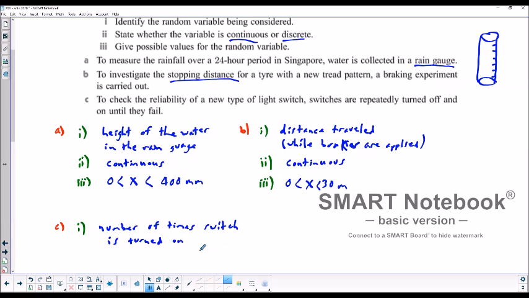Because if you look at when it's turned on, then you have to turn it off before it can be turned on again. So turning it off is implied, the natural process. After you turn it on, you turn it off, so then you can turn it on again. Is the variable continuous or discrete? Well, we're not going to be measuring it with a gauge or a tape measure. So that would be discrete, because here it does say number of times. If it's number of, then that's going to be discrete.